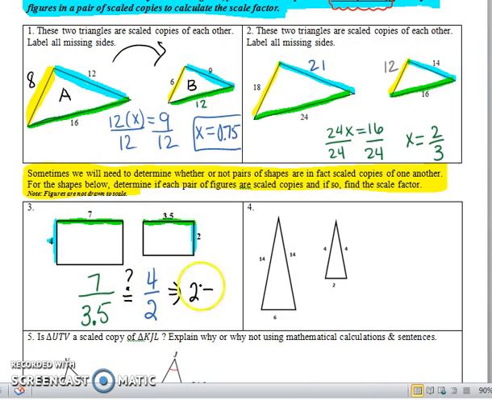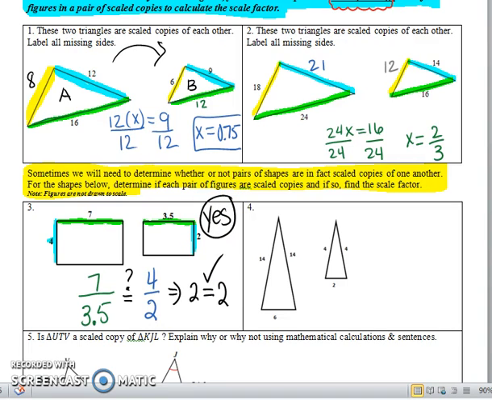And 4 divided by 2 is 2. So because the two corresponding ratios are equal to one another, we can conclude that yes, these two shapes are scaled factors of one another.